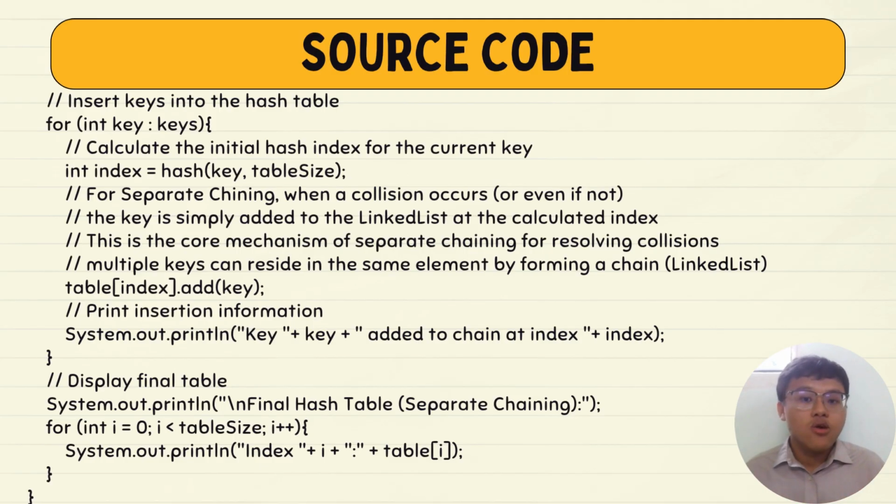Then, for separate chaining, when a collision occurs, the key is simply added to the linked list at the calculated index. This is the core mechanism of separate chaining for resolving collisions. Multiple keys can reside in the same element by forming a chain, a linked list. Then we print the insertion information to show the insertion process. Then finally we display the final table using System.out.println. So this is the end of method 2.